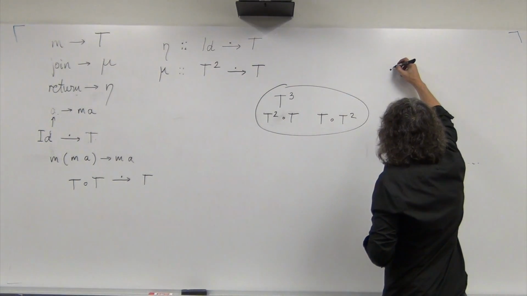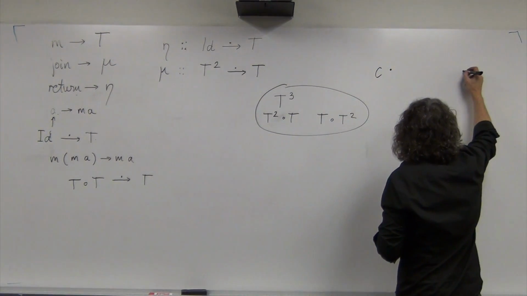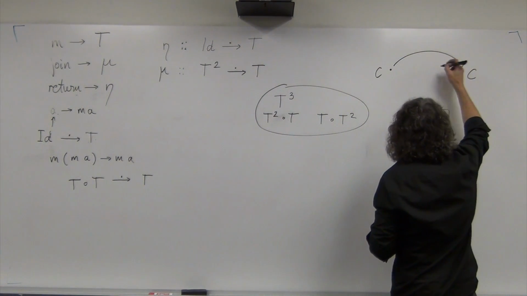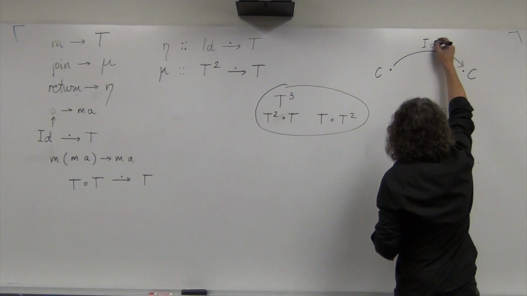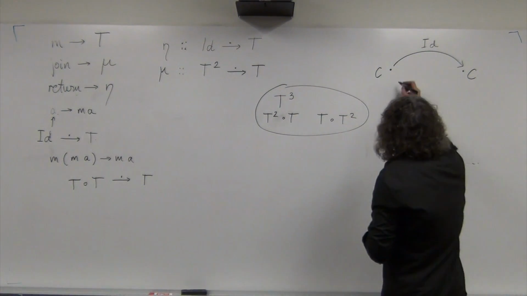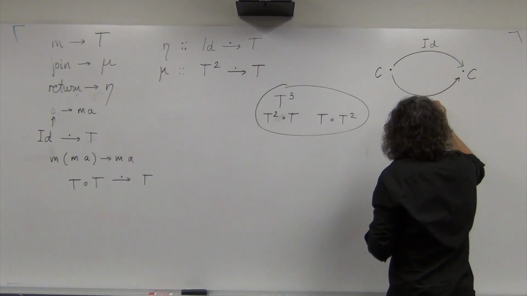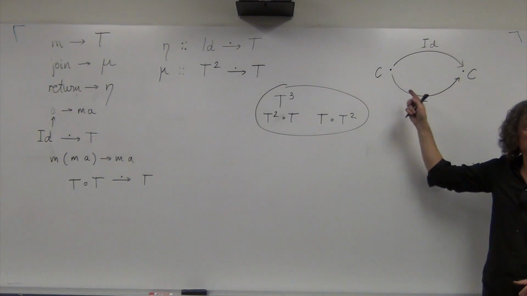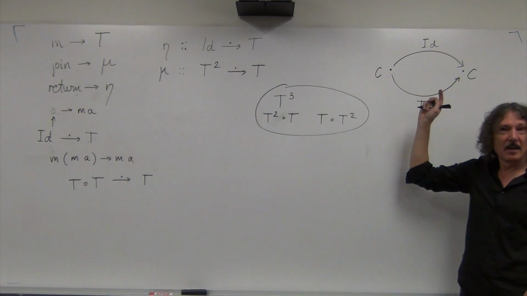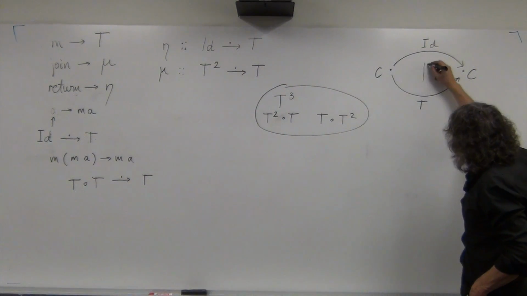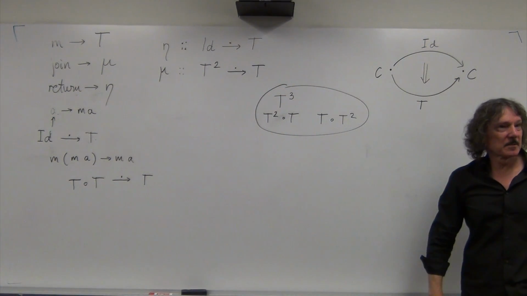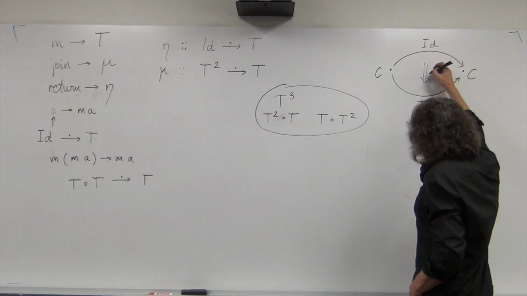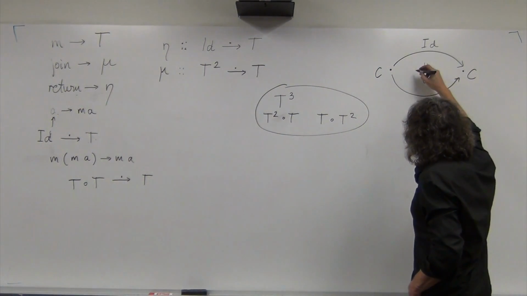So here's category C. Here's the same category C. We can go from C to C using the identity functor, obviously, right? Or we can go from C to C using the functor T. So we have two functors between C and C. A natural transformation maps these functors, right? If you remember from the last time. So this natural transformation from ID to T is called eta.